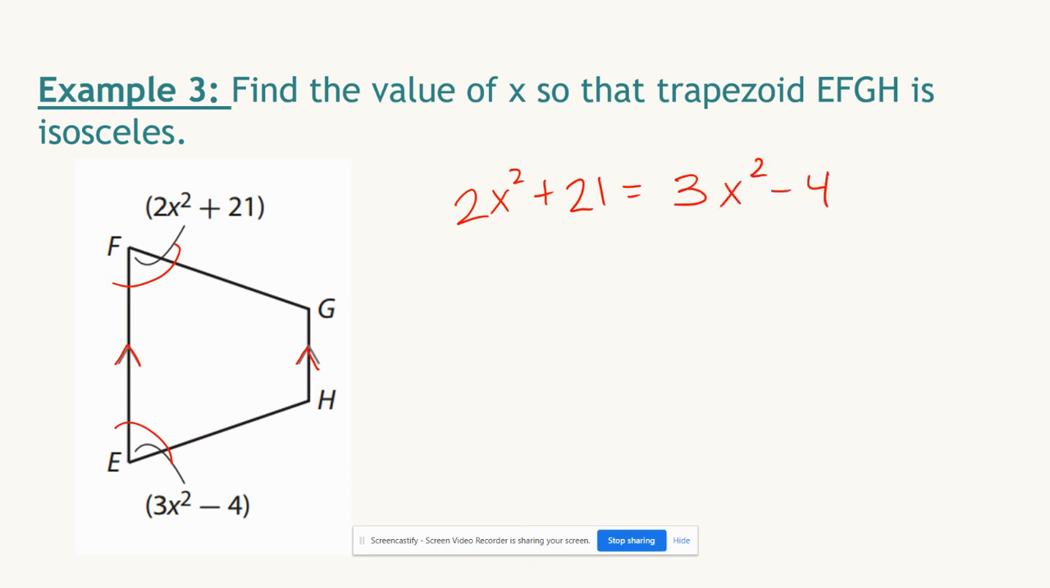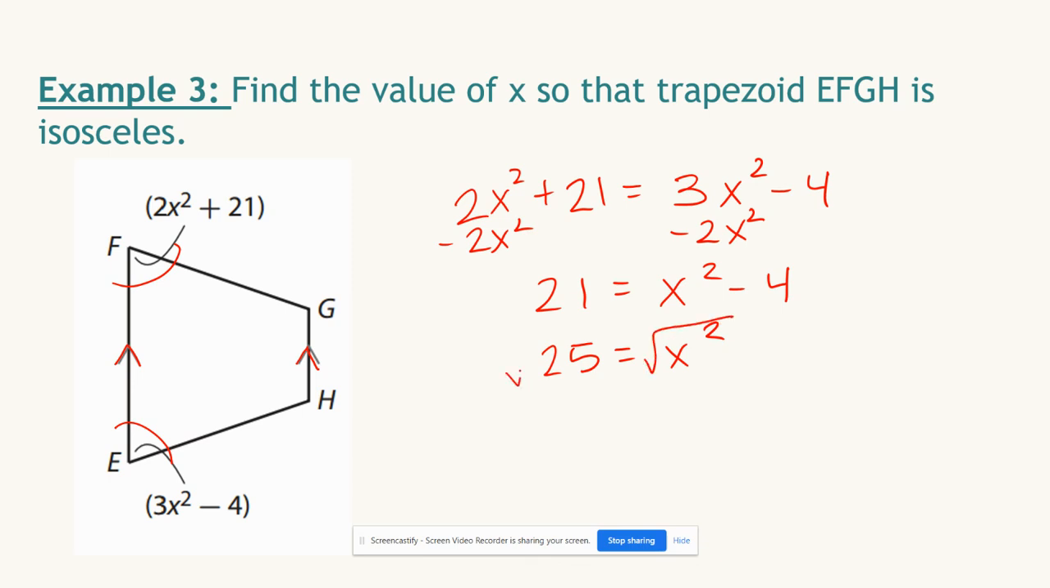Now let's see how we are on this. Let's move our 2x squared over to the other side, and then add 4 to both sides. Then I want to get x by itself, so I would have to square root both sides, right, you guys? And the square root of 25 is going to give me 5. I'm going to reread the question and see what it's asking for. It says find the value of x, and basically, I just found the value of x.